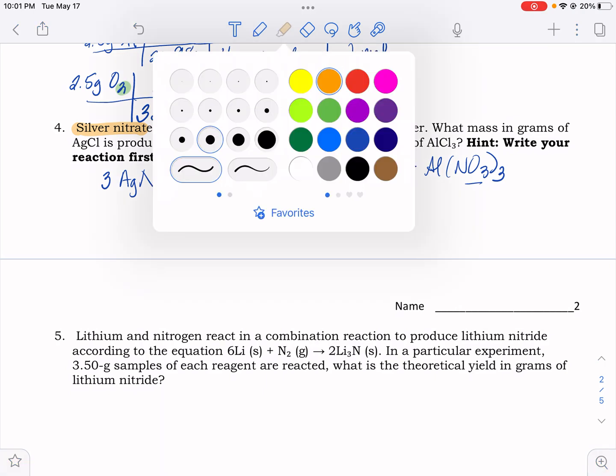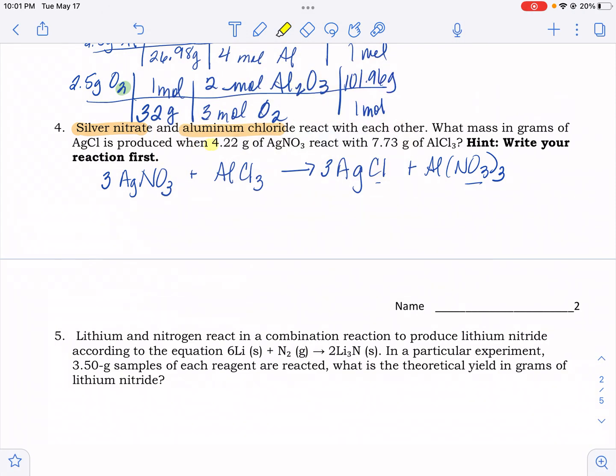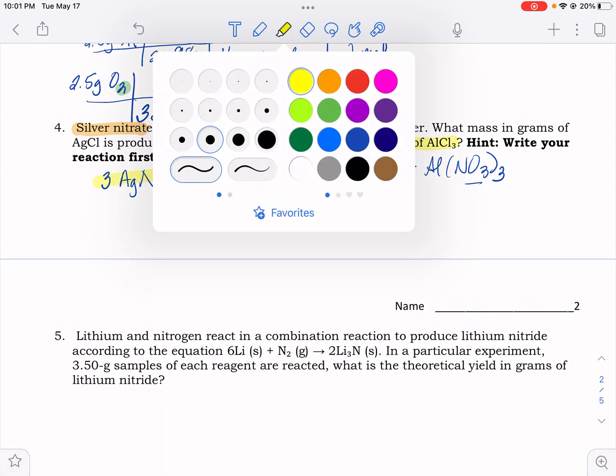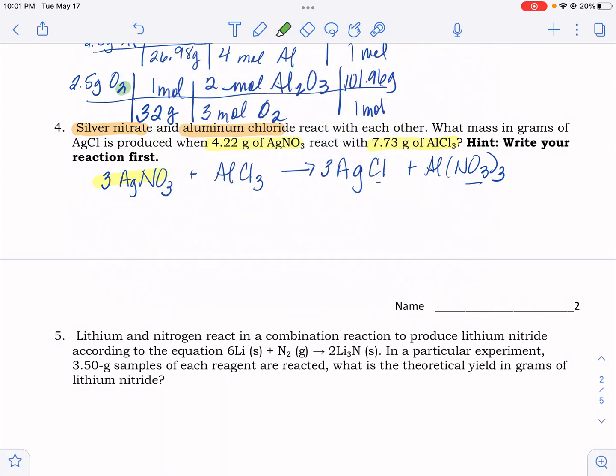Now we read our given amounts are 4.22 grams of silver nitrate and 7.73 grams of aluminum chloride. Once again, it's a limiting reactant. We're solving for the mass of silver chloride. So we're going to start with the first one, silver nitrate. We have 4.22 grams of silver nitrate.